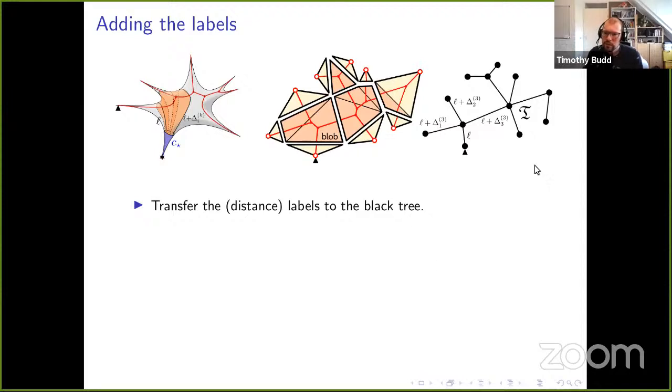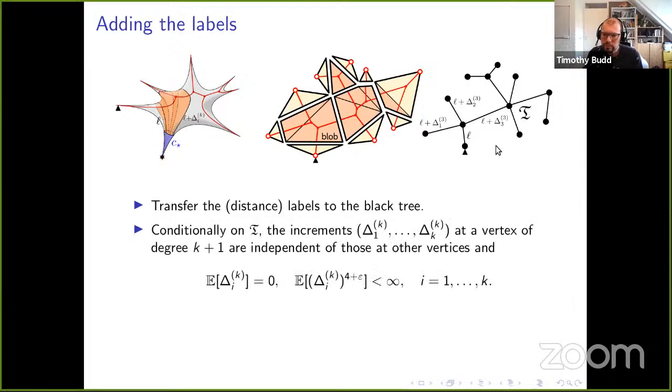And what we now would like to do is take our black tree that encodes the connectivity of the blobs and study the labels, so the distances in our surface on this black tree. And if we do this, then what we find is that the increments on our black tree, the increments of the label, actually have very nice properties. So first of all, they're independent from one vertex to the other.